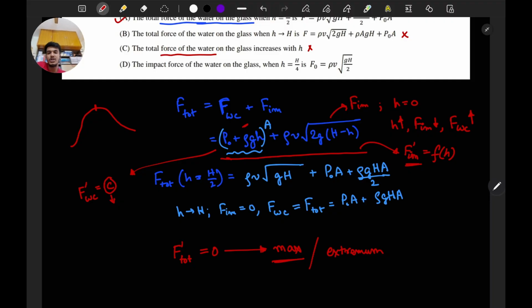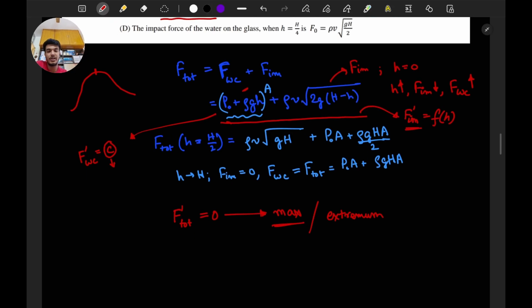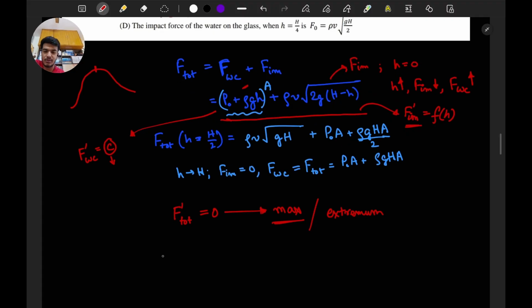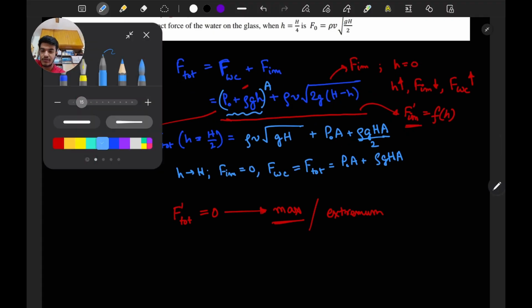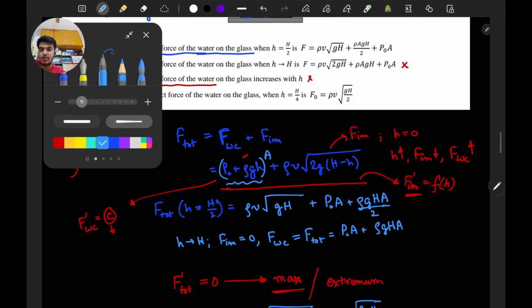Next, the impact force of the water on the glass when h equals capital H by 4 has been given as F not equal to rho v by... let us check whether it is right or not. We have the function of force of impact of water, F impact at h equal to capital H by 4. This would be equal to rho v root 2g times (H minus H by 4), which is 3H by 4. So we can easily see that this would not be correct, because it would come to root 3gH by 2. So this would not be correct at all.